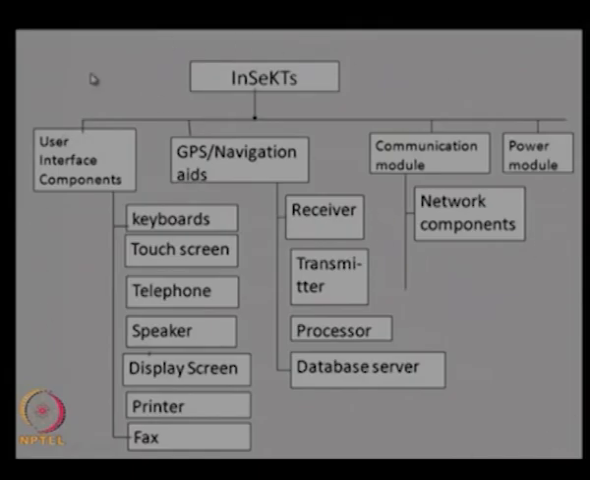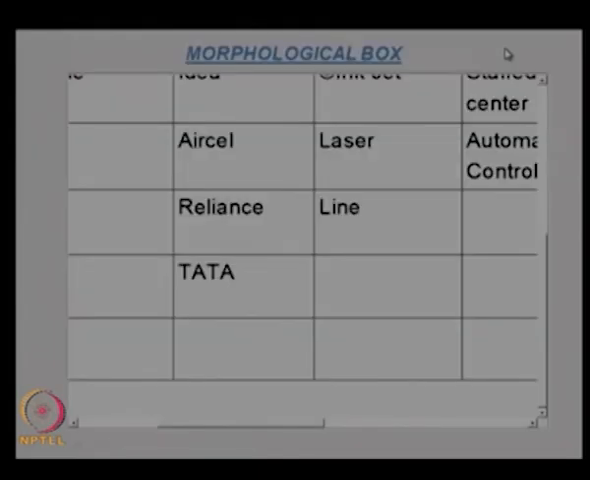generic physical architecture, and in order to get the instantiated physical architecture we can go for the morphological box and identify the components which can be used for these purposes, and we can see what kind of actual component or what device needs to be used for these purposes. So, that is the next task. So, we can go for the morphological box and then get the details.